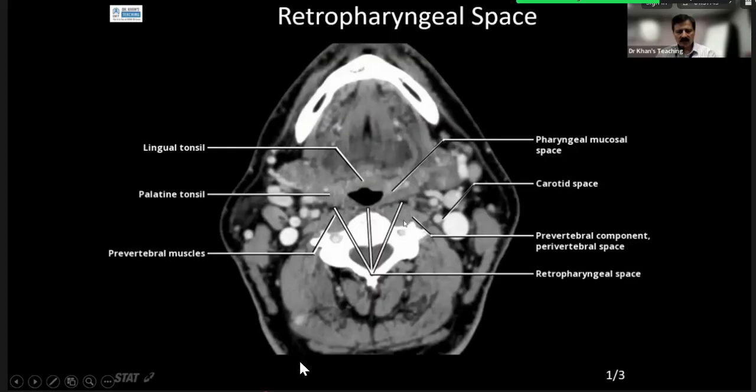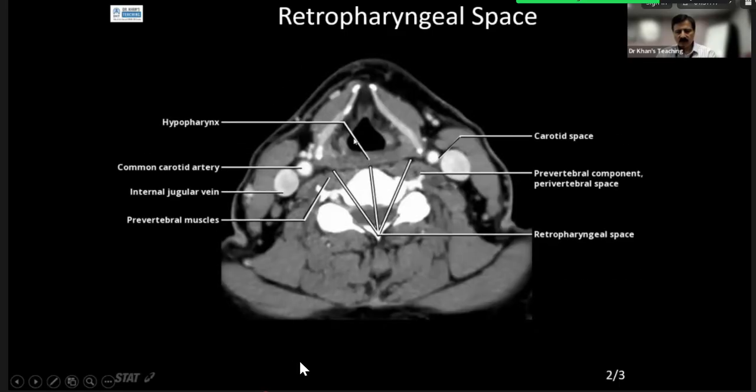Now, if you see here, the key point is this is the vertebra. There is a muscle here. There is a muscle here. We are at the level of the oropharynx, and we can see the tongue here, and this is the palatine tonsil. If you look carefully, you can see this fat here, and this fat is anterior to this muscle. So this is the retropharyngeal space.